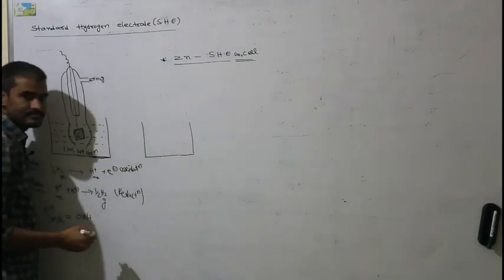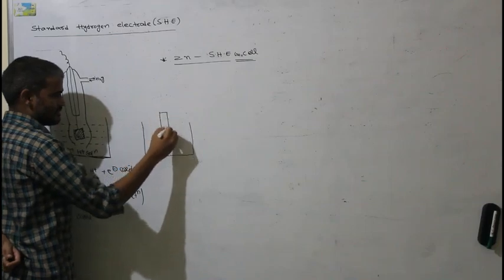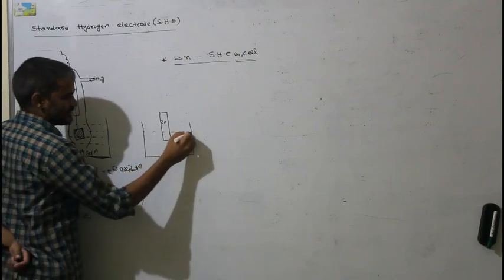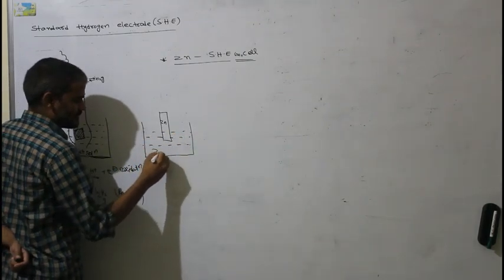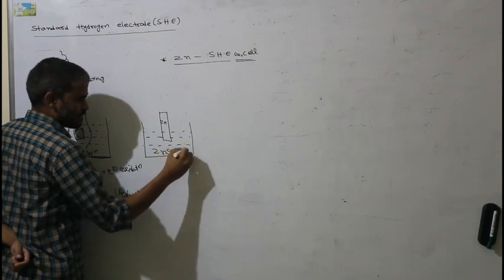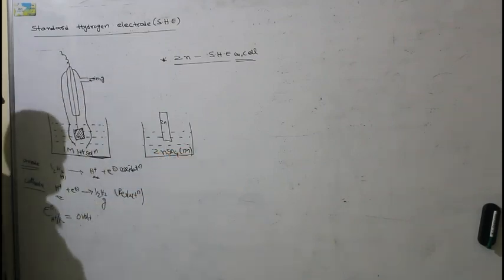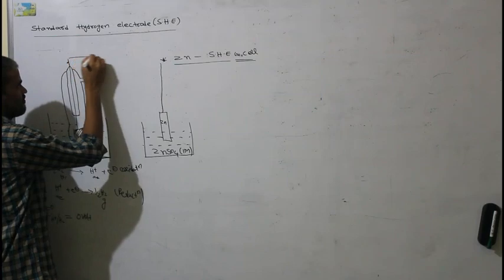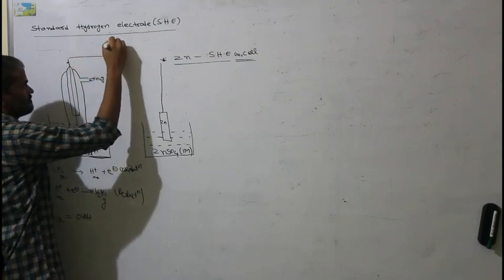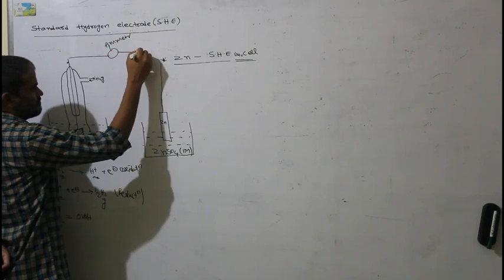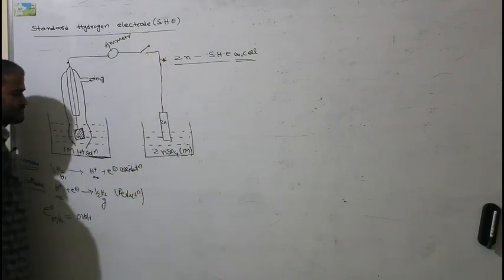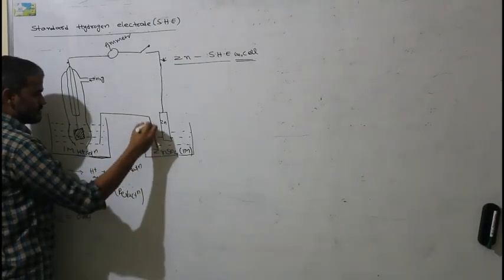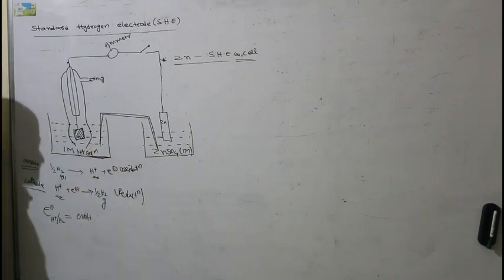a zinc cell. In the zinc cell, what we will do? Zinc metal is dipped in a zinc salt solution, I will take ZnSO4 solution which is 1 molar concentration, and both electrodes must be connected through an ammeter and switch, and the two electrolytic solutions must be connected with a salt bridge like this.